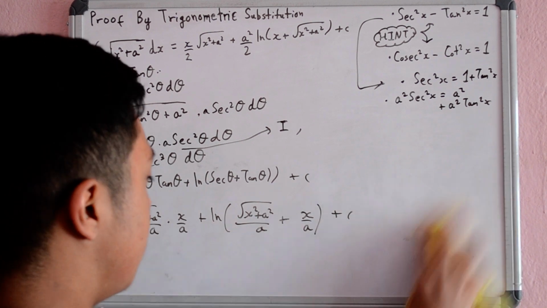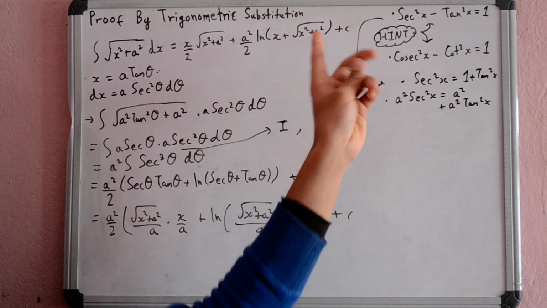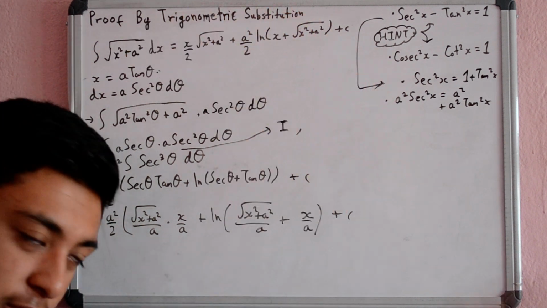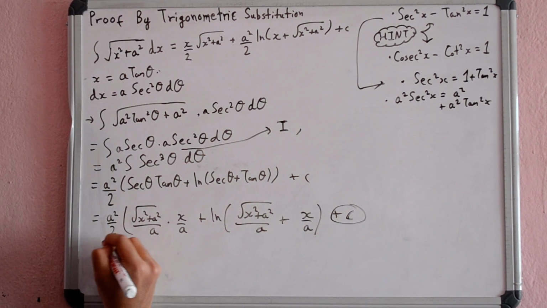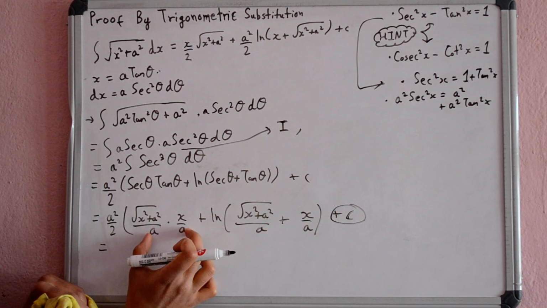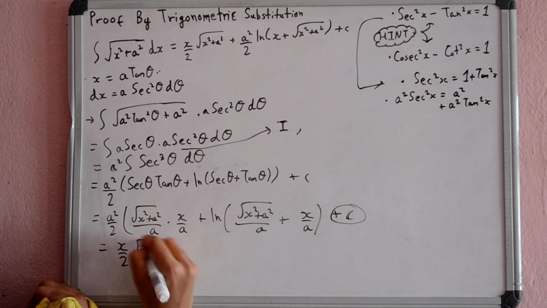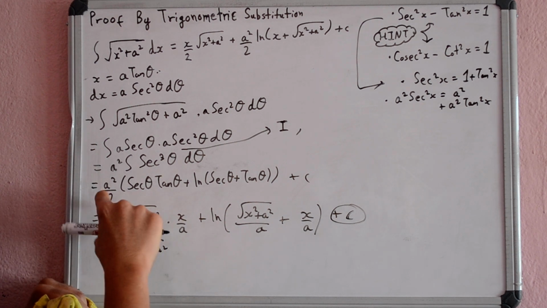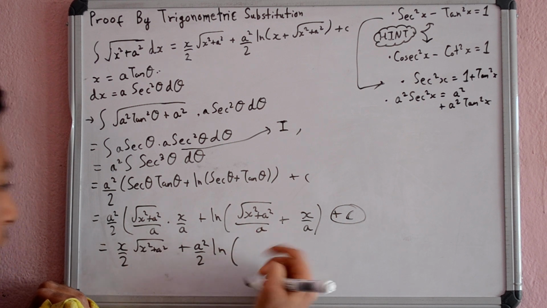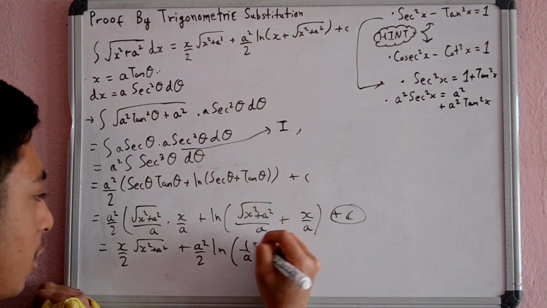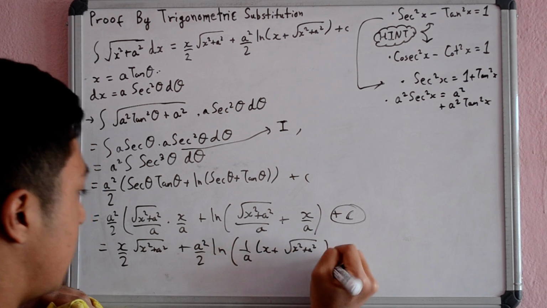Because right here you can see we get the by a, but in here we can see there is no by a, it's just x plus root x square plus a square. This is why this plus c is very important, because you can compute this. A square in the below cancels with this one, so this becomes x by 2 root x square plus a square. Distribute a square by 2 right here, this is plus a square by 2 log natural, take 1 by a common, this is x plus root x square plus a square.